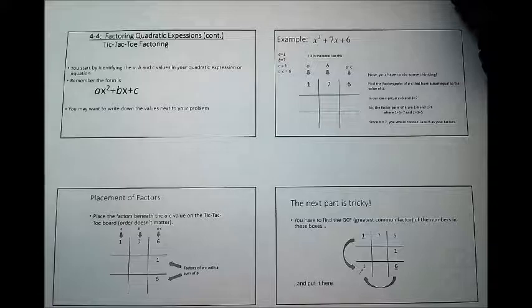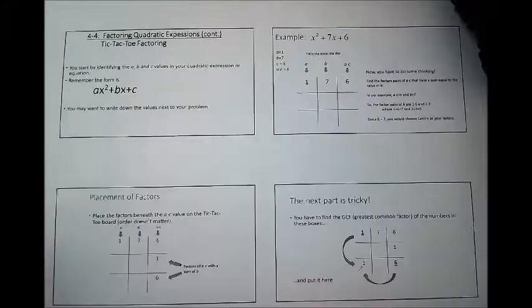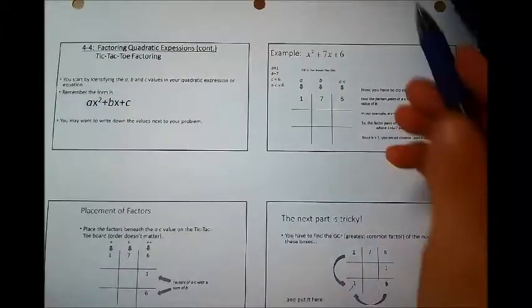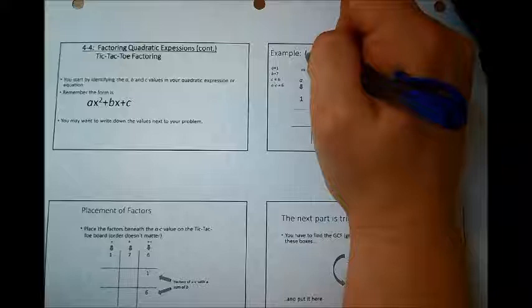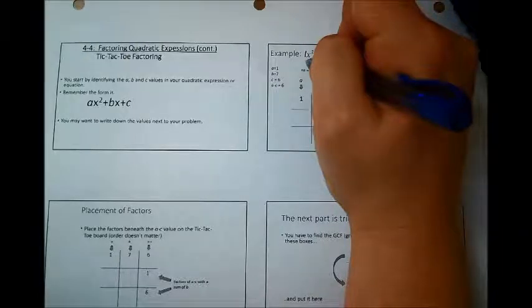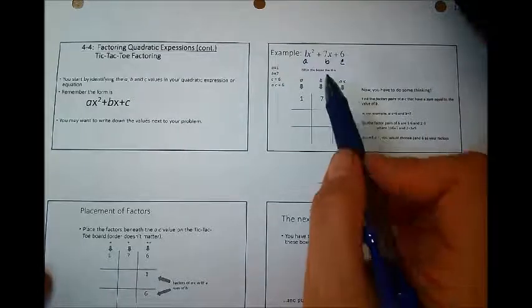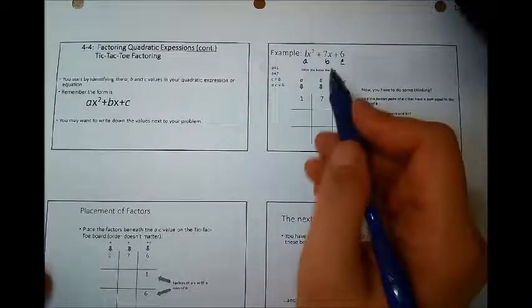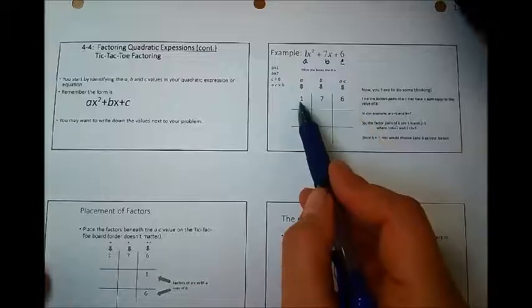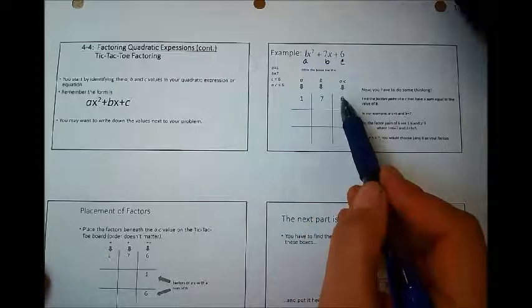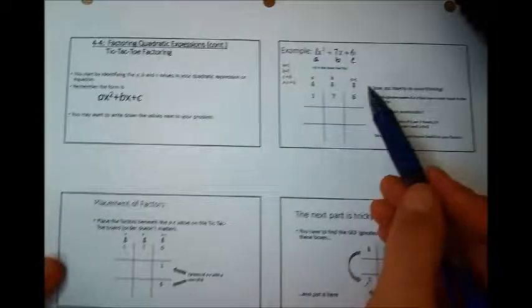So this is tic-tac-toe factoring. We're going to use it when our A is a number. Okay? So, in this particular example, your A is 1, your B is 7, and your C is 6. So, in the top row of your tic-tac-toe board, you're going to put A is 1, B is 7, and A times C is 6. That's the first thing you do.